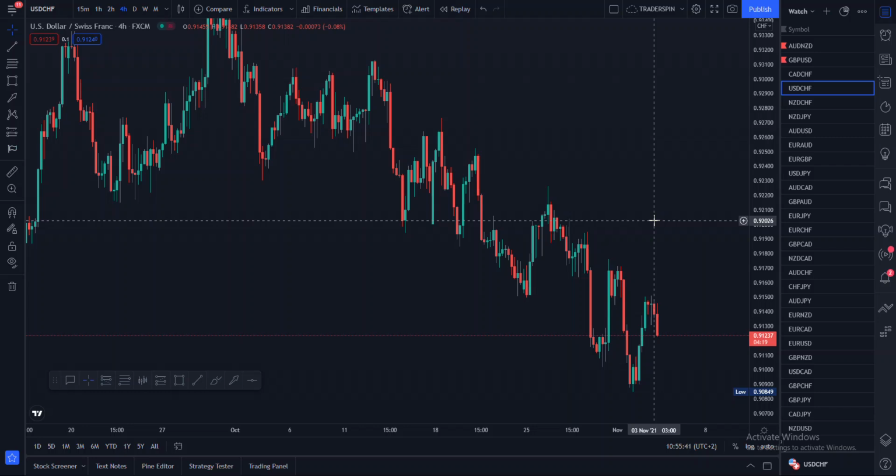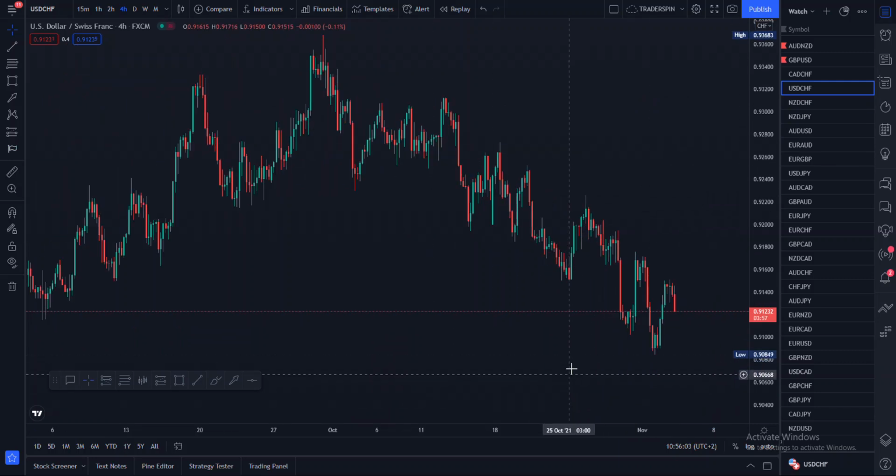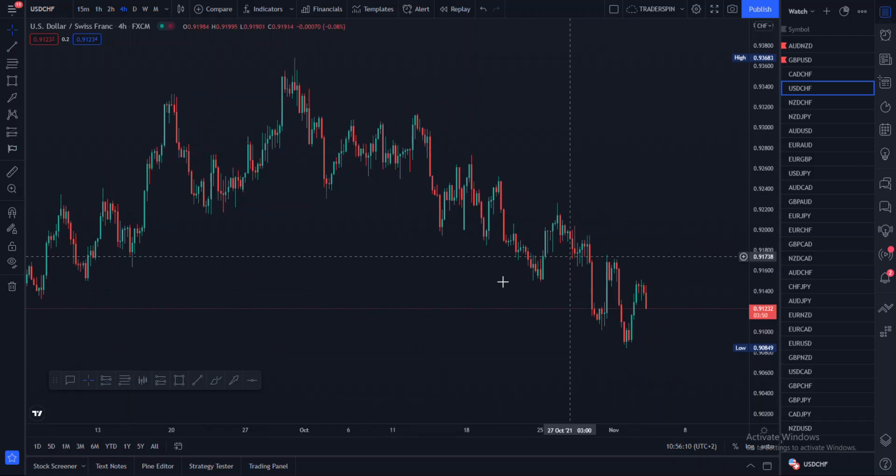So here we have this nice bearish trend, right? These are the kinds of trends that you must familiarize yourself with. If we look at this market, guys, it's so important for you to really know how the market moves, right?